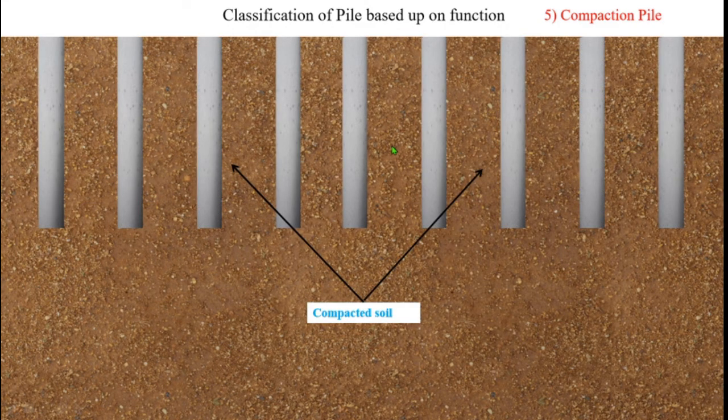So single pile will not compact the soil. So what will happen, if you insert n number of piles, the soil between these two piles, let's say this pile and this pile, because of that insertion, the soil between this region gets automatically compacted, as well as some of the soil which is present at the end tip of the pile also gets compacted. So these type of piles are called as a compaction pile. Remember, these piles do not carry any kind of load. The only function of these piles is to improve the compaction of the soil.